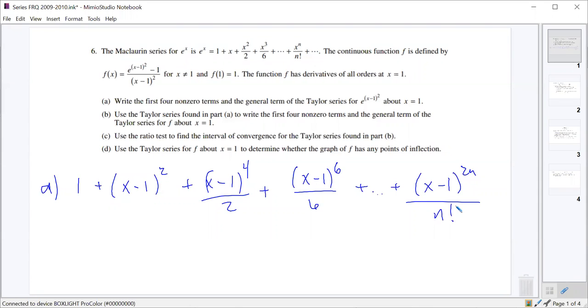Easy enough there? Yeah. And that was worth 2 points.